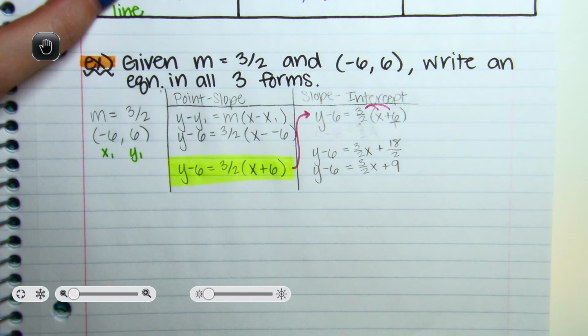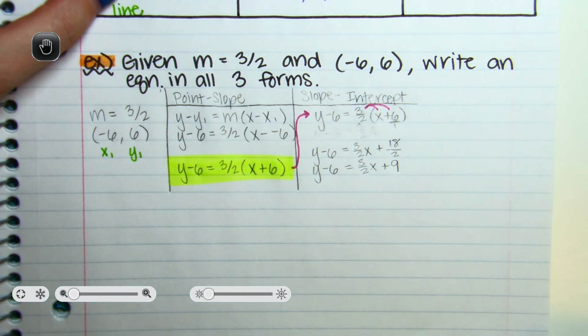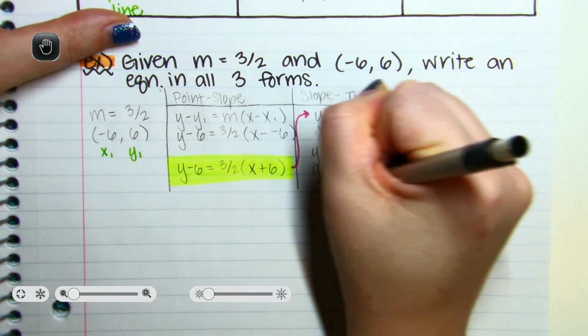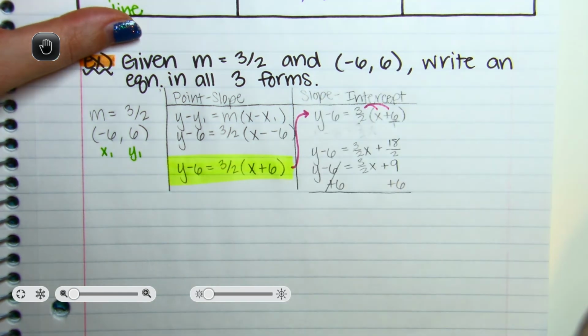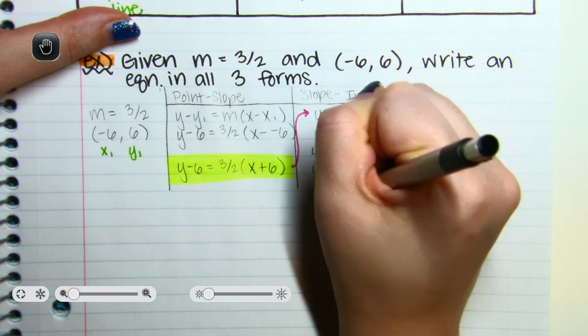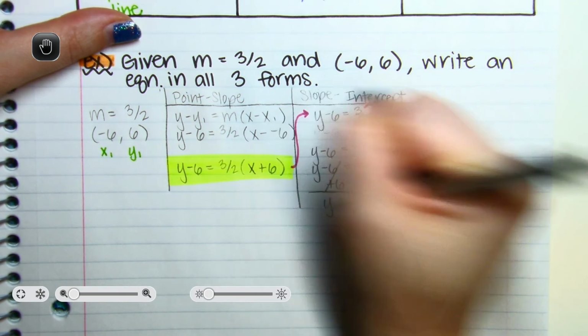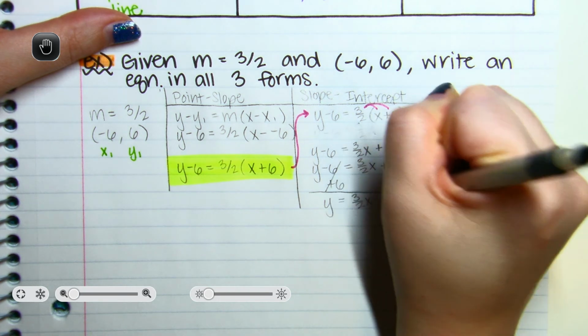And then my last step to get this into the correct form is to add 6 to both sides. Again, if you can do that adding 6 in your head and not show the work, that is fine. So 3 over 2x plus 15.